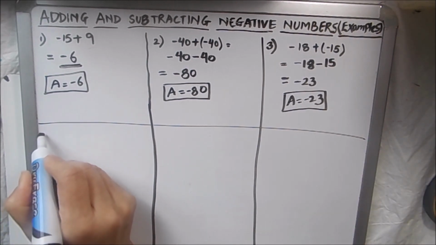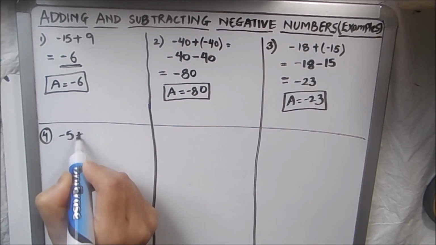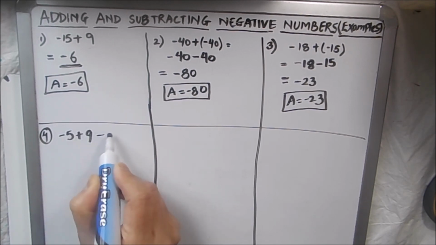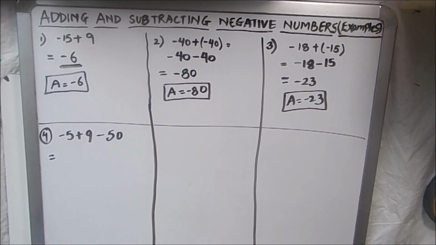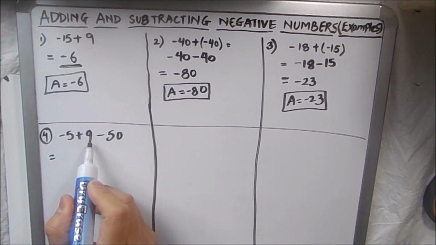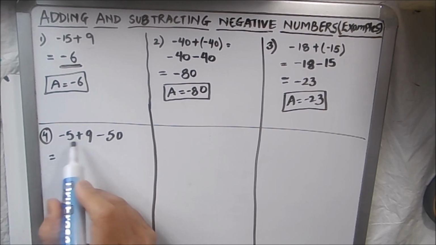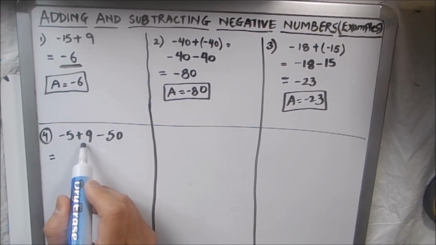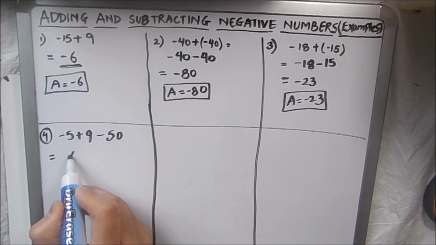So let's take another example here, let's see 3 digits now. Minus 5 plus 9 and negative 50. Okay, so in this sum, first of all we'll take two numbers together. So this is minus 5 plus 9. So the signs are opposite or different. When the signs are different, the operation will be subtraction. So 9 minus 5 is 4.